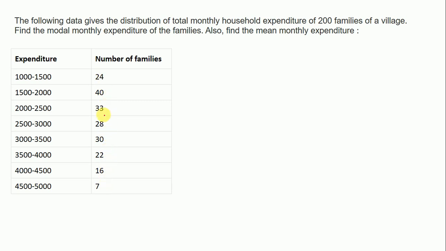You can observe 40, number of families 40. So this observation has occurred the most number of times. This is not your mode, but your mode will definitely lie in this class, that is between 1500 to 2000. Okay. So the formula for calculating mode is L plus Fm minus F1 over 2Fm minus F1 minus F2 into H.